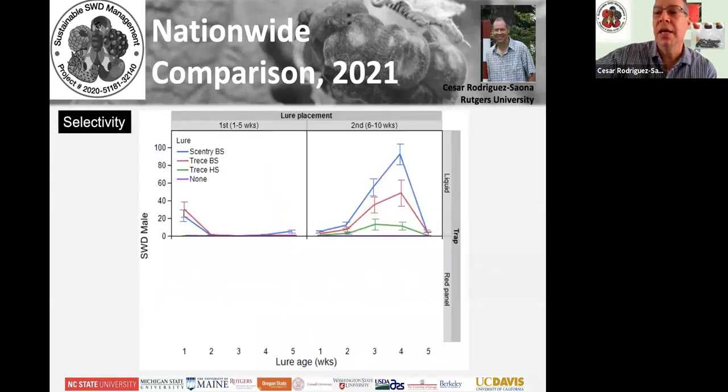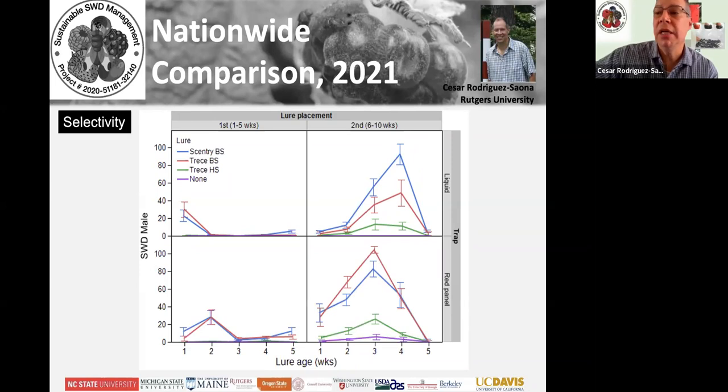So when we looked at the selectivity of these traps, these are the captures of males in the liquid traps during the first half of the study, the first 5 weeks, and also the second half of the study, from weeks 6 to 10. And you can see that males were captured on liquid traps on the first week of sampling.